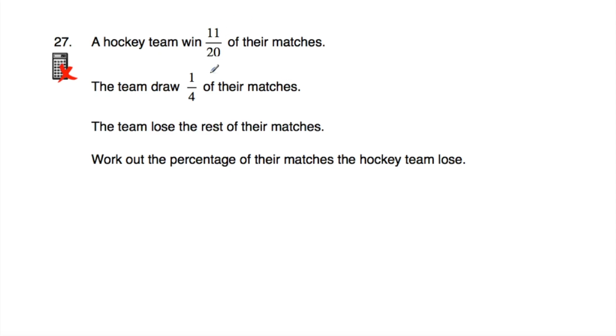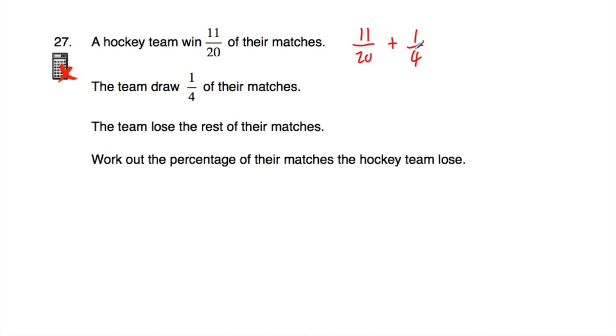Okay, so let's add together the two fractions we've been given. Now, this is a non-calculator question, so we're going to need to add these two fractions together using our pen and paper, not using a calculator. So 11/20ths plus 1/4. To add together fractions like this, where we've got different denominators, we need to make the two fractions have the same denominator. The denominator of this fraction is 20, and the denominator of this fraction is 4. So we want to get a common denominator.